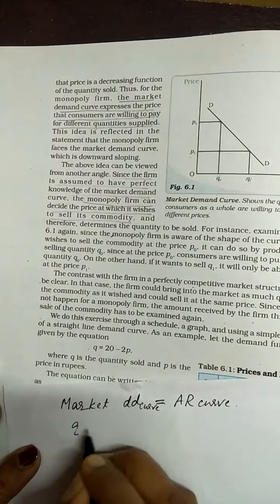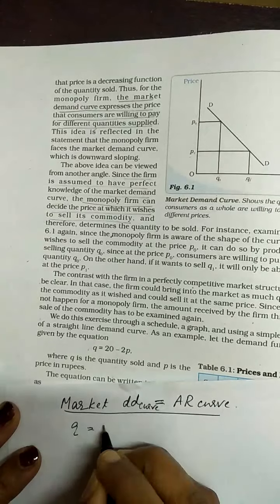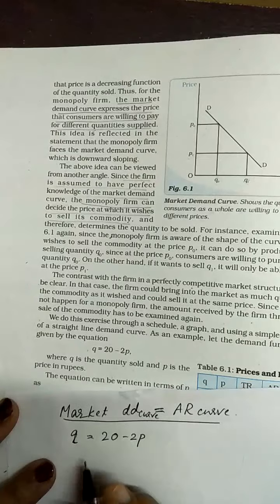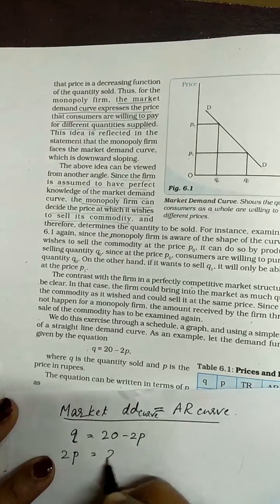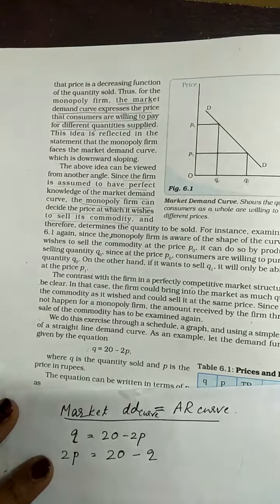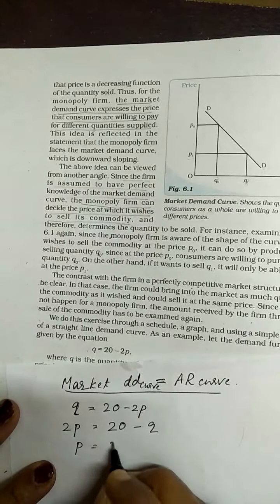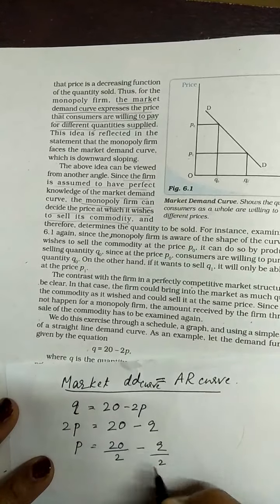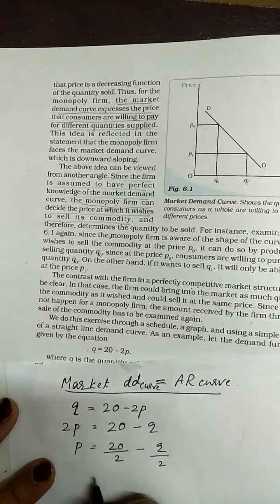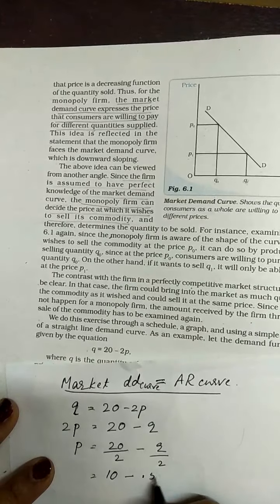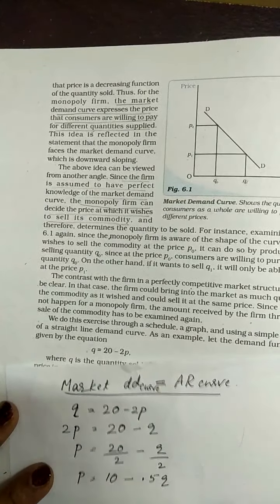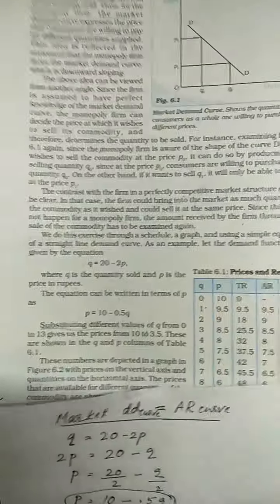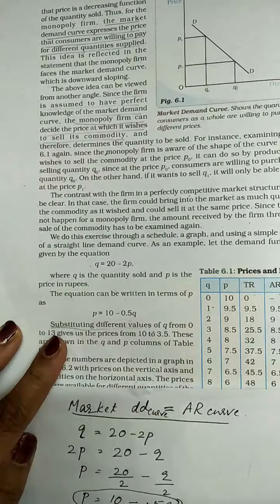Q equal to 20 minus 2P. How can we change it into P terms? 2P is equal to 20 minus Q. Then P equal to 20 divided by 2 minus Q divided by 2. That means 10 minus 0.5Q. P equal to 10 minus 0.5Q. That is shown here, that is given here: P equal to 10 minus 0.5Q.